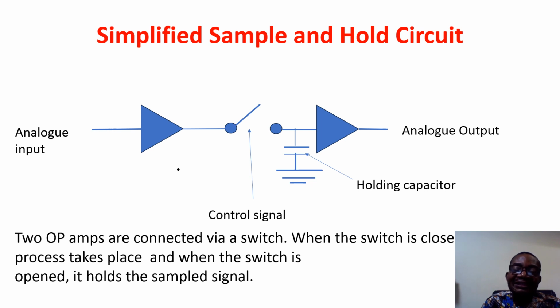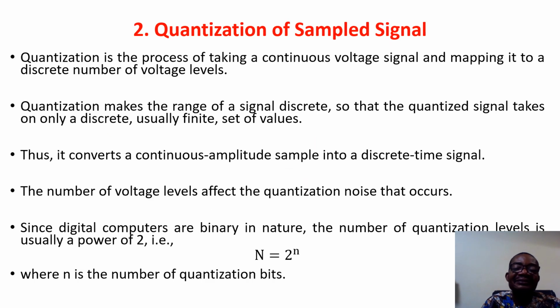When the switch gets closed, sampling of the signal takes place. And when the switch opens, the signal is held. So that is why we call it a sample and hold circuit. And usually the output is still an analog signal, because at the stage of sampling, the output is still an analog signal.